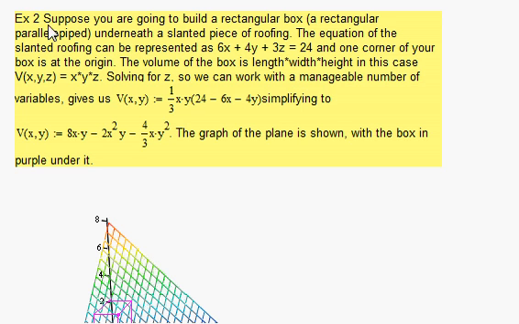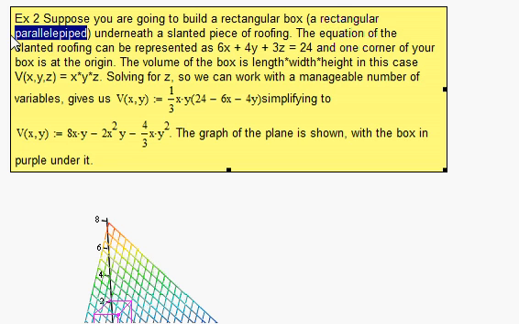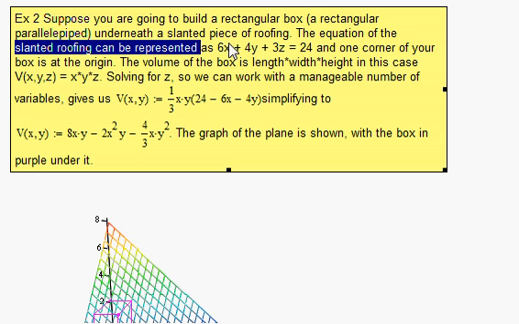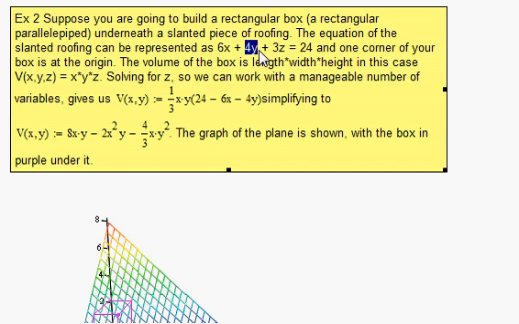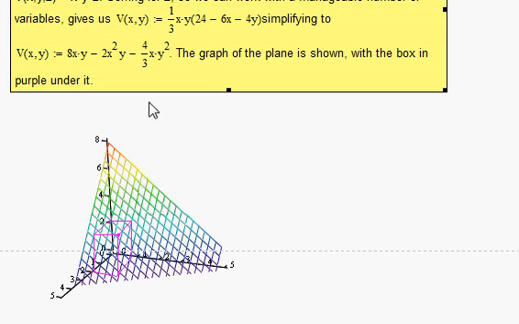Well, that was great. Suppose we're going to build a rectangular box. Fancy name for that would be a rectangular parallelepiped, underneath the slanted piece of roofing. The equation of the slanted roofing can be represented as 6x plus 4y plus 3z equals 24. If you'd like to see the plane, it's here.